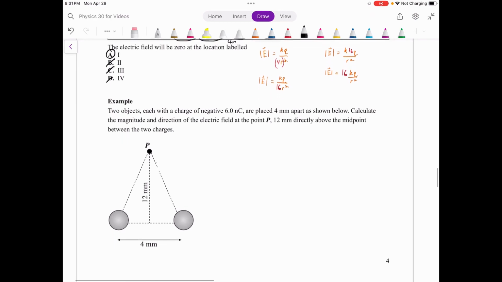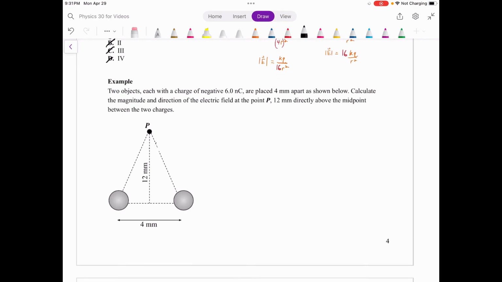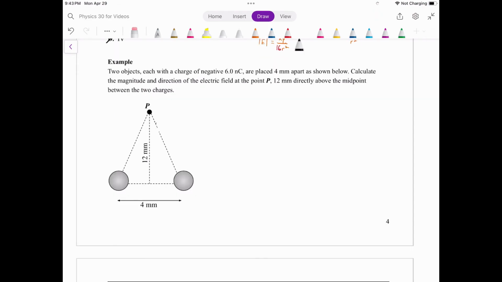Okay, let's try one here now where we actually think about the electric field in 2 dimensions. It says that 2 objects, each with a charge of -6 nanocoulombs. Okay, so those look like our 2 charges. They're placed 4 millimeters apart, as shown below. Calculate the magnitude and direction of the electric field at the point P.